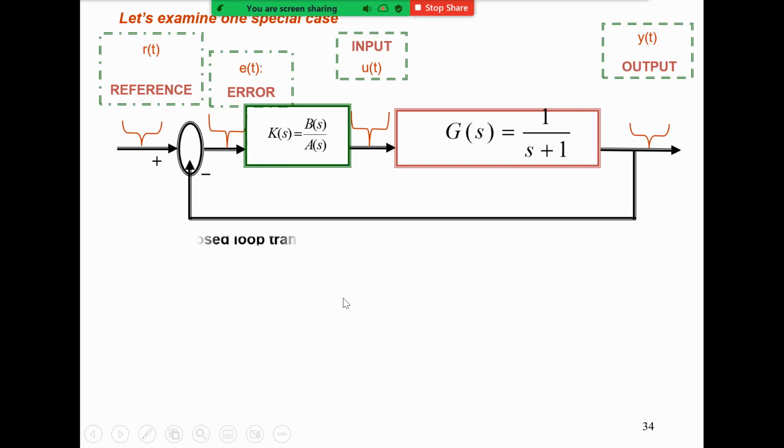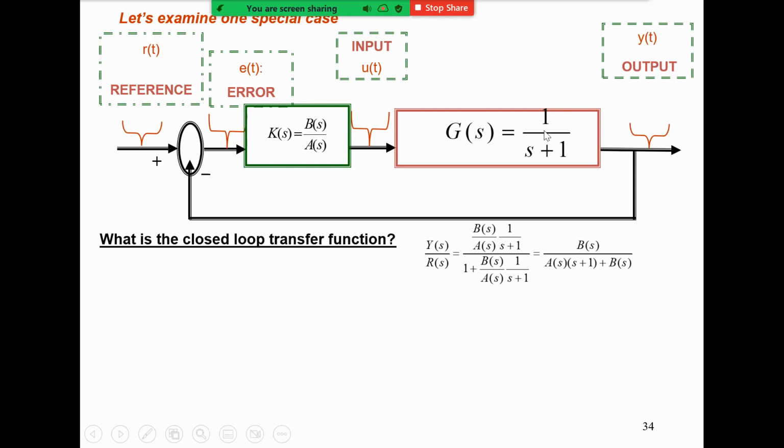Okay, so let's just get the transfer function. Let's plug it in. This is the transfer function of the plant, and this is the transfer function of K, the controller. Then we just reorganize this. This will be the closed loop transfer function. A times D is S plus 1, N is 1, so A times D plus B times N is the denominator, and this is the numerator.